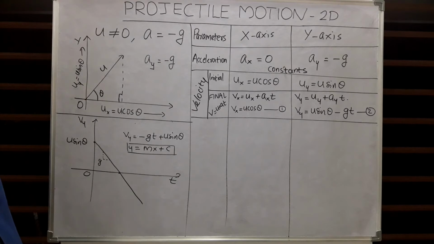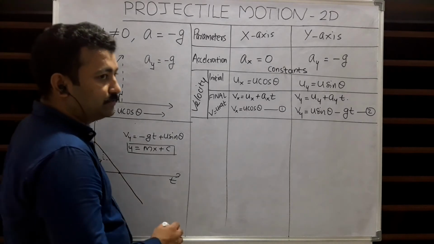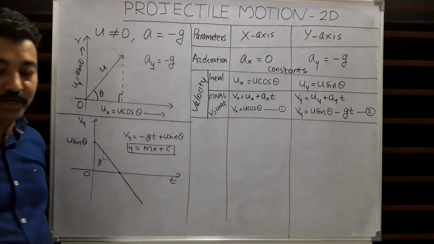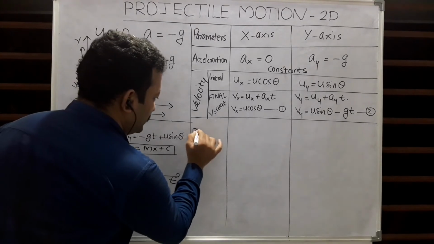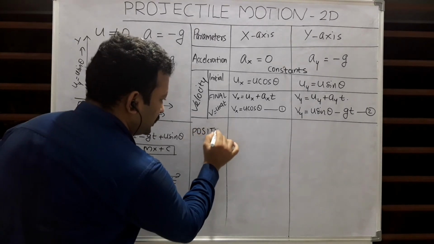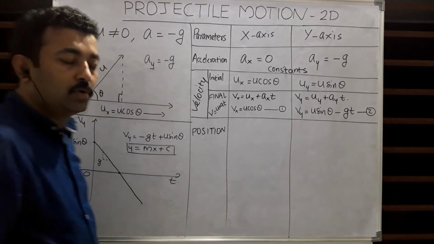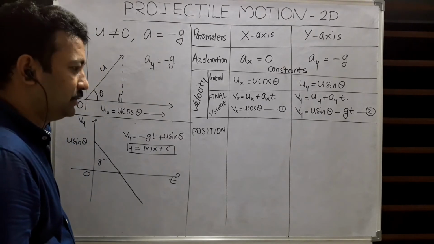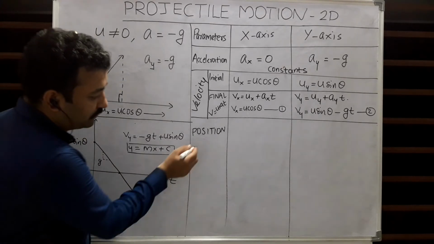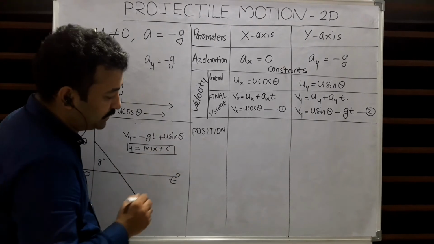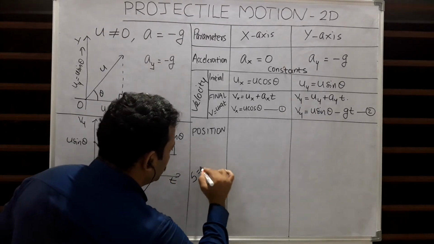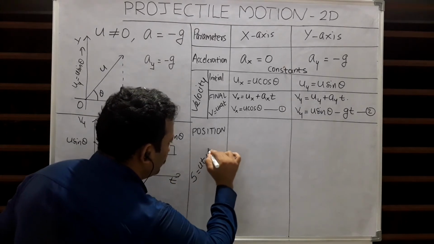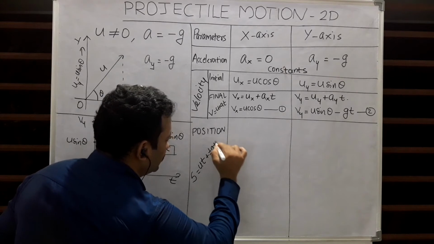Now what is my next aim? My next aim is to find the position component, or the displacement component, of the object. What I can use for this is the position-time relation, which is nothing but s is equal to ut plus half at square.